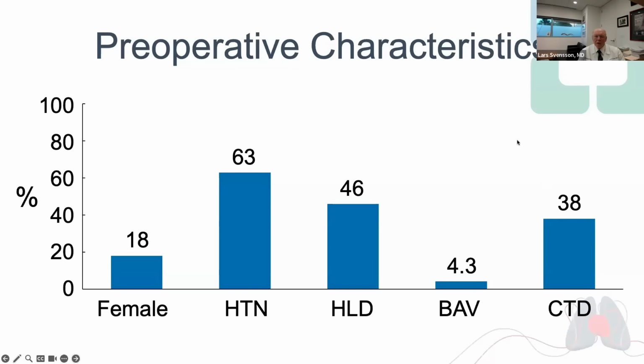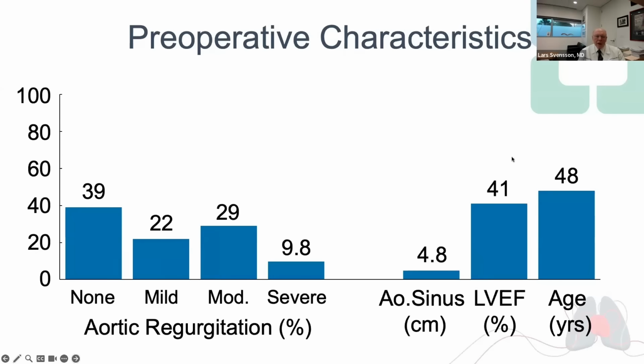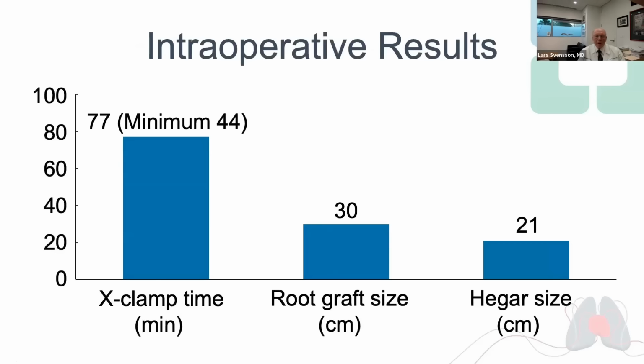38% of those patients had connective tissue disorder and various grades of regurgitation and ages. My oldest patient is 81 years old and still doing well when she had her reimplantation operation. Some of the intraoperative results: typically the clamp time is less than an hour. So that's the time that the heart needs to be stopped for the operation and do a valve reimplantation.